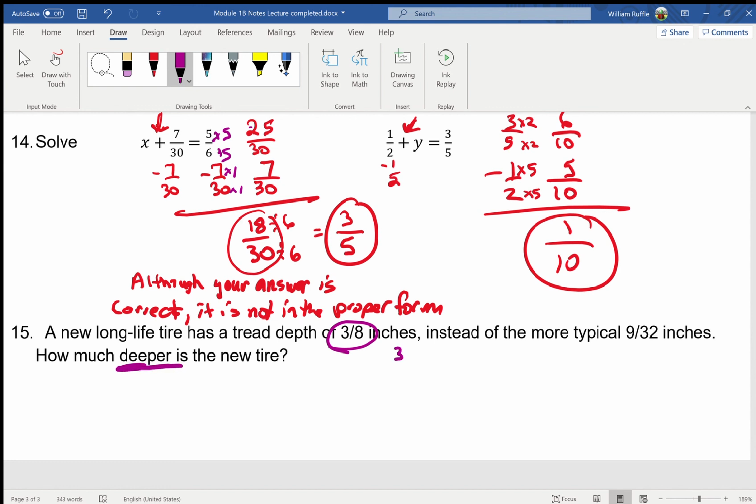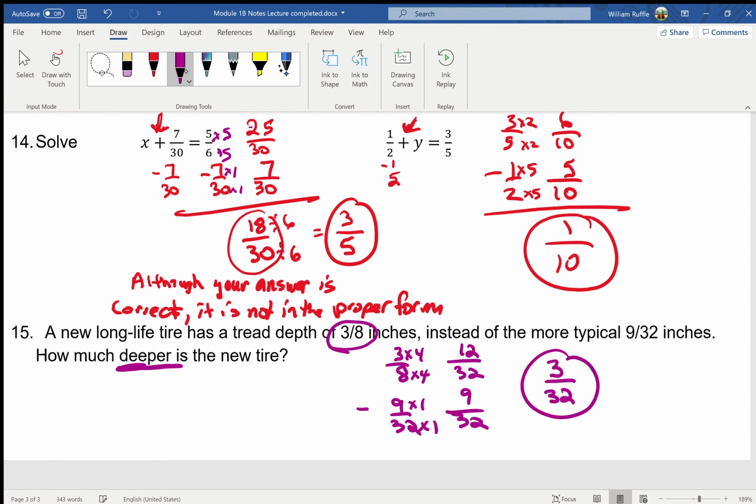So I got to do 3/8 minus 9/32. Again, 8 goes into 32, so hooray, that's my common denominator. I'm going to times this one by 4 and 4, so I get 12. Times 1 is 9. 12 minus 9 is 3 over 32 inches deeper.